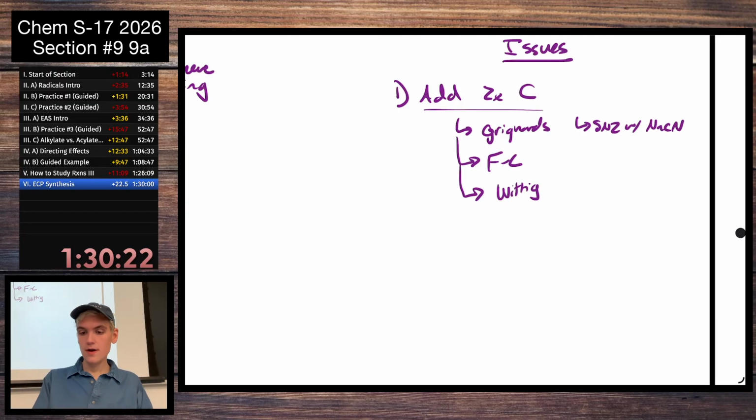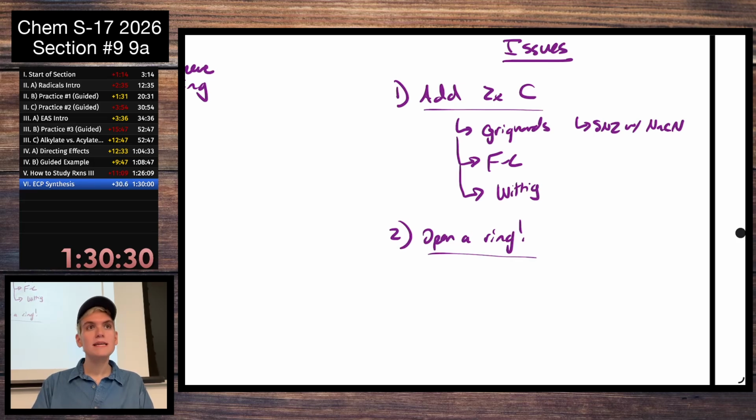Okay, so second issue. We need to open a ring. Does anyone have an immediate association with a reaction that's going to open a ring? Radicals can, but do we like doing radicals in a synthesis problem? No, because crazy things can happen. That just makes an alkene.